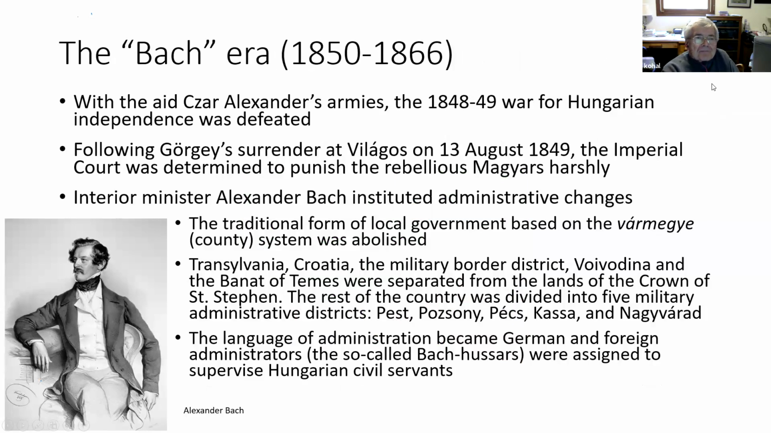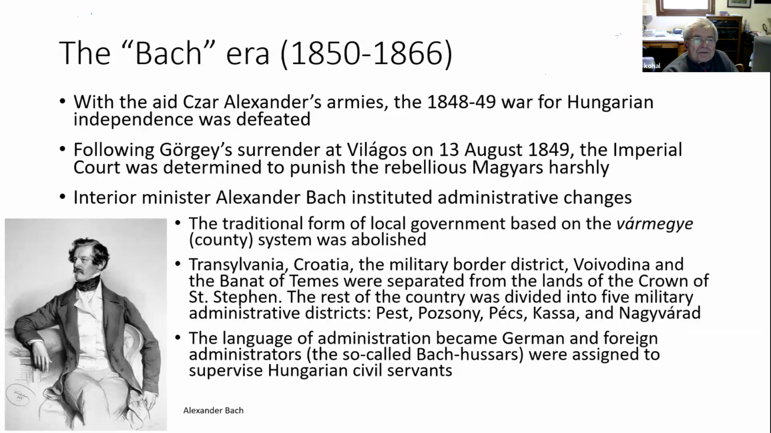So starting with the revolution, the War for Independence, actually, of 1848-49, the Austrians, with the aid of the Russian Tsar Alexander, defeated the Hungarian aspirations for independence. So following the surrender of Görgey's army on August 13th, 1849, the Imperial Court of Vienna was determined to punish the rebellious Magyars. This task fell to Interior Minister Alexander Bach, who instituted radical administrative changes.